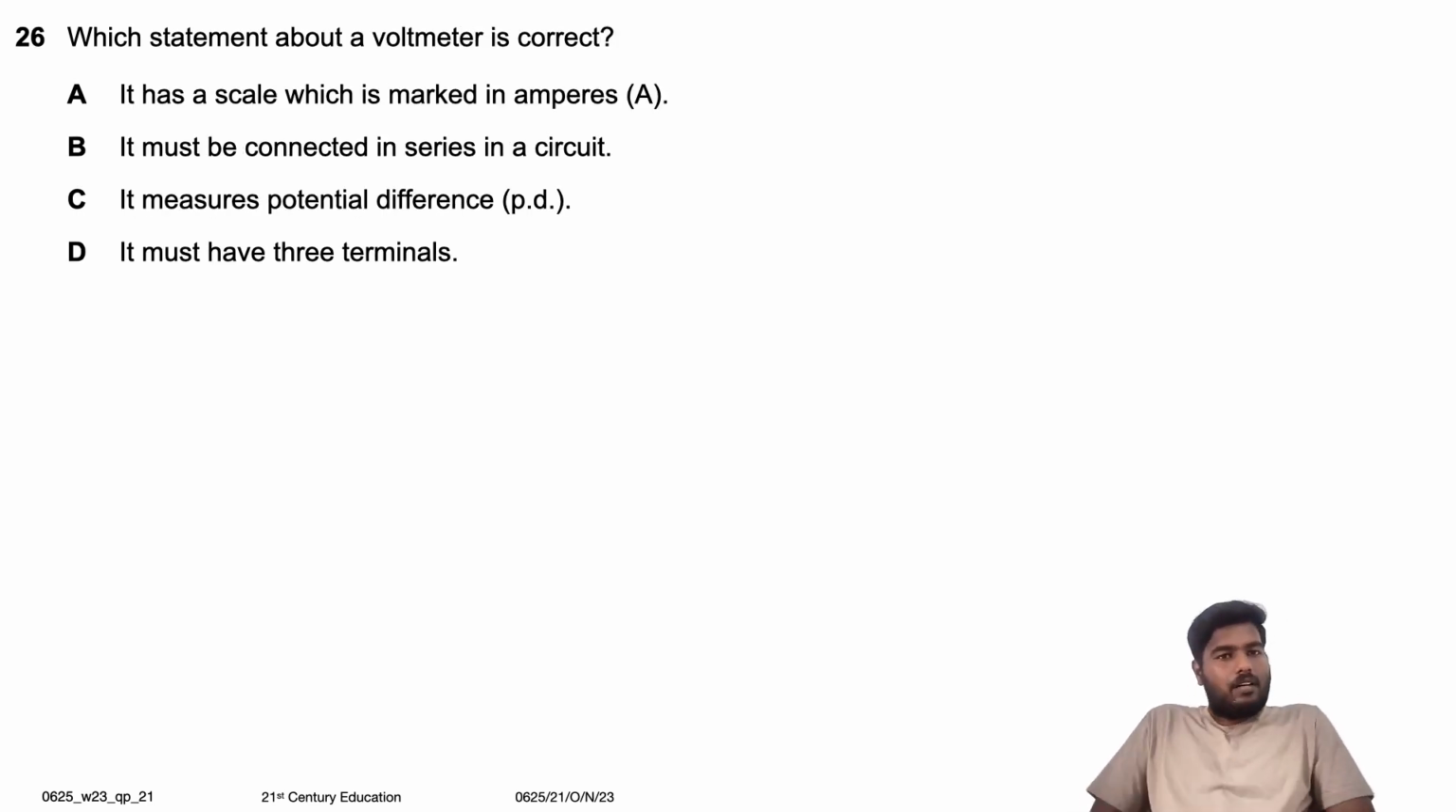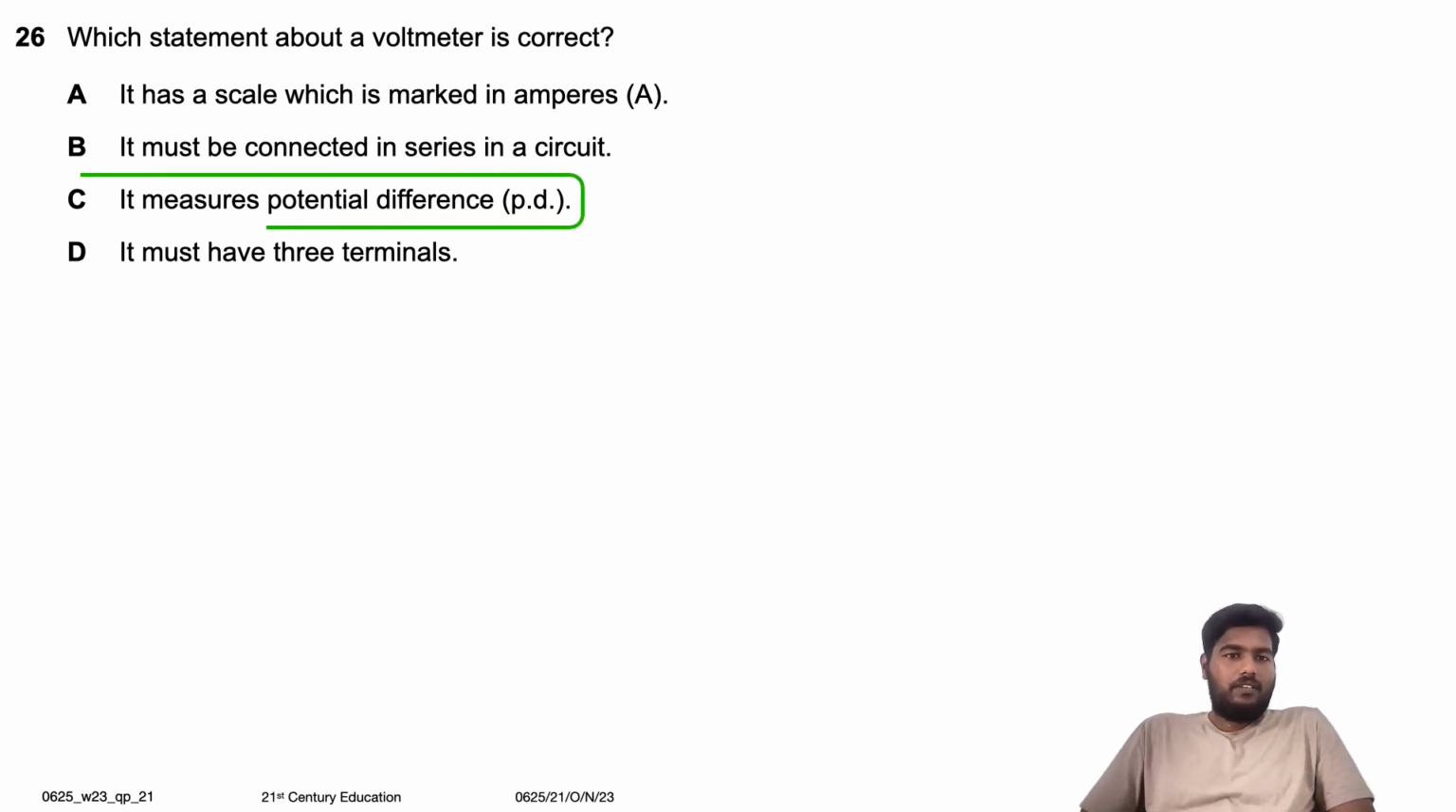Which statement about a voltmeter is correct? It has a scale which is marked in amperes. No, current is marked in amperes, an ammeter is marked in amperes. It must be connected in series. No, voltmeters should be connected in parallel in a circuit. It measures potential difference. Yes, this is the right answer. It must have 3 terminals. No, voltage you can measure only between 2 terminals.